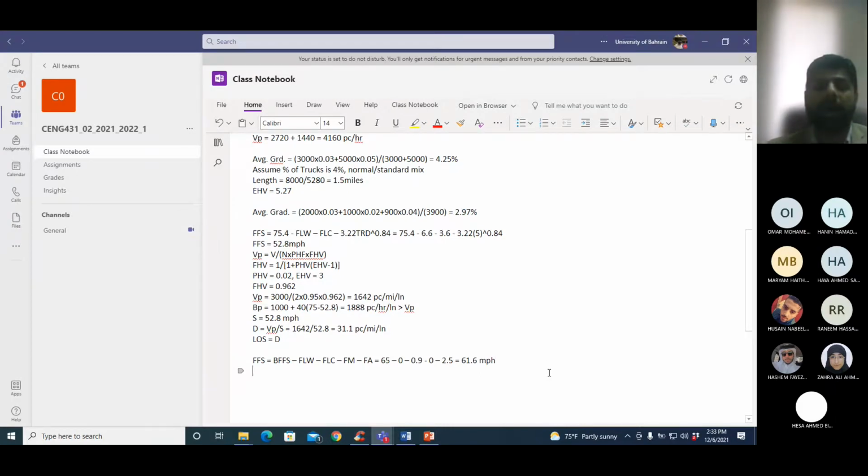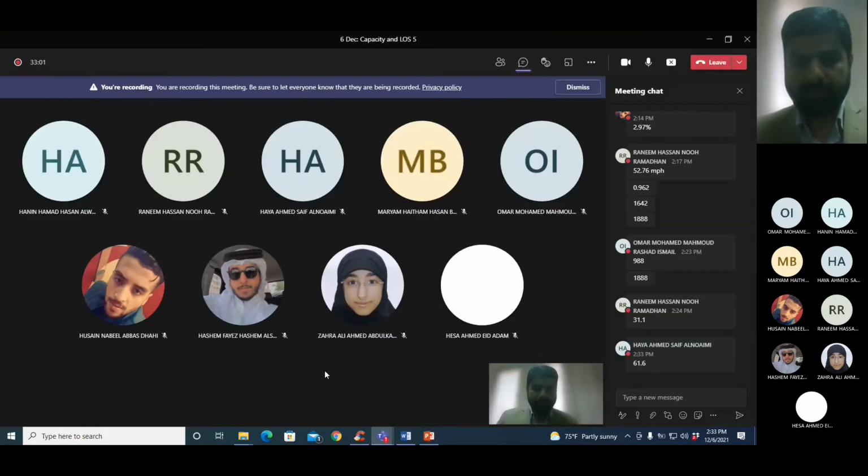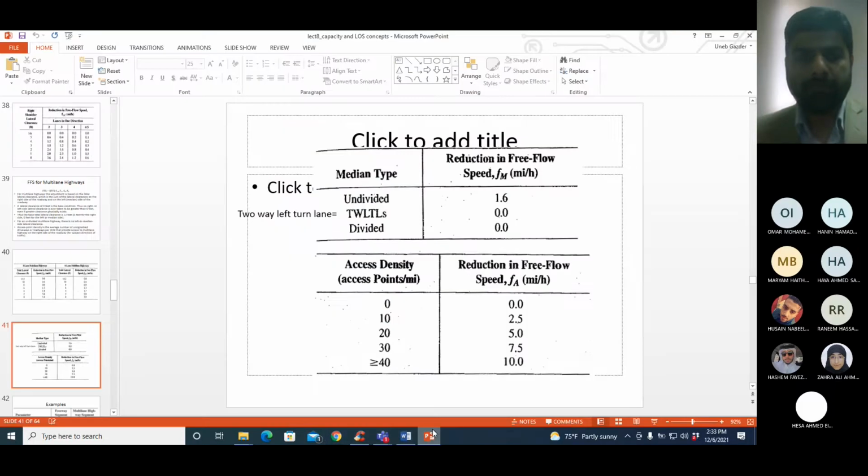So again, I need to calculate VP, and for VP, I have to calculate the value of FHV. For FHV, I need EHV. Now the EHV will change because of the gradient. There will be two values of EHV, one for upward, one for downward. So EHV for upward. The standard mix, right?